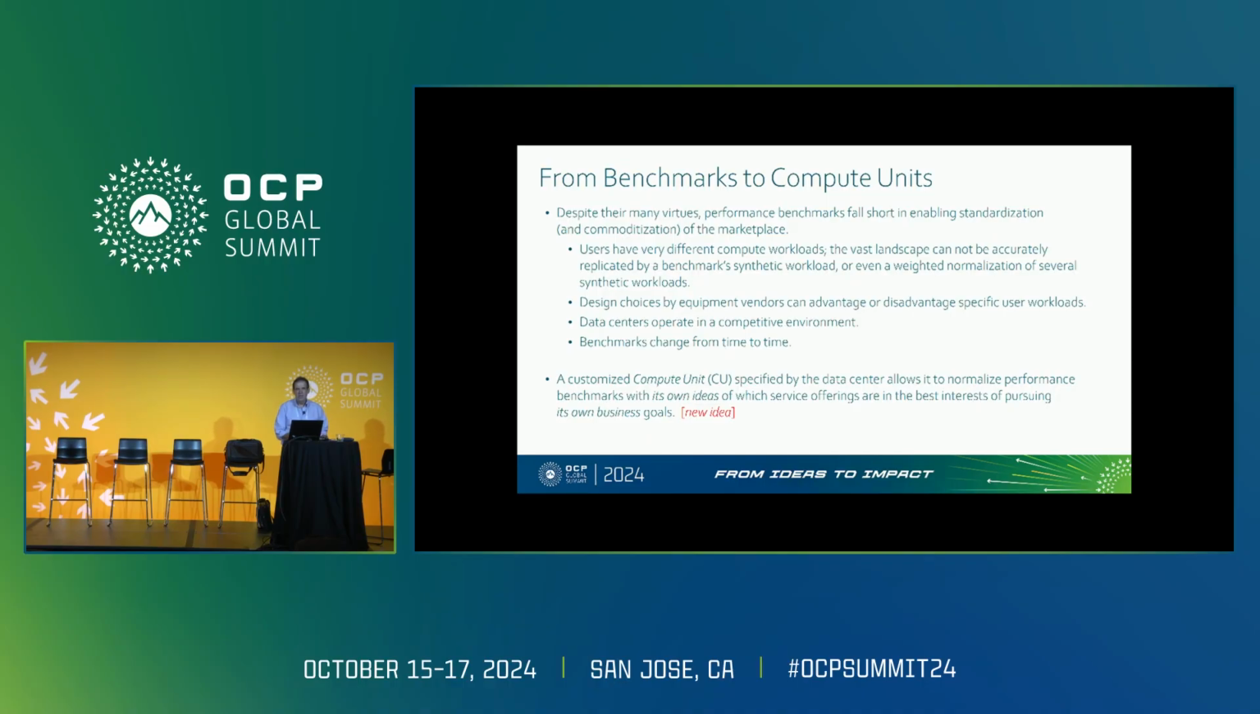And what I mean by that is we're going to have benchmarking scores for an APU, and we believe that in most cases that APU is going to be shared among multiple users through virtualization, as I said, or containers. So what's the minimum level of performance that a particular data center feels it can offer to a customer? We can support such data center diversity with the concept of a customized compute unit, or CU, which is a mathematical vector specified by the data center that allows it to normalize performance benchmarks with its own ideas about which service offerings are in the best interest of pursuing its own business goals.